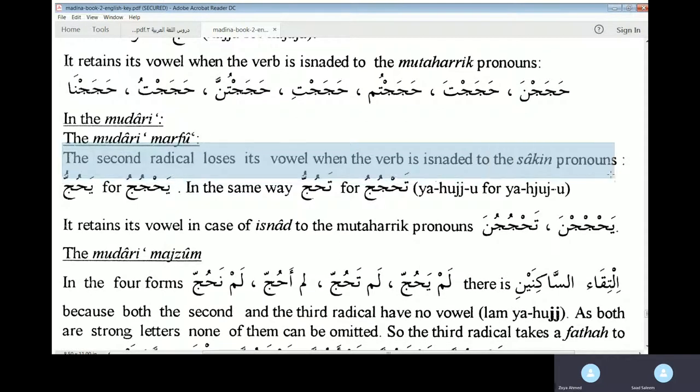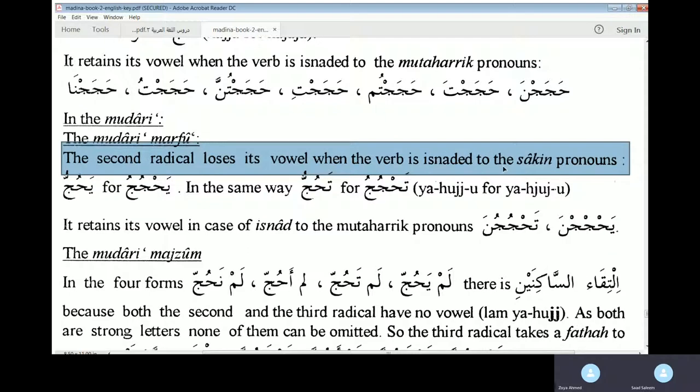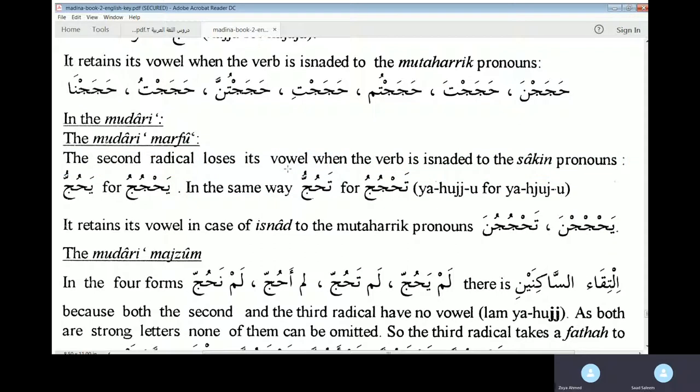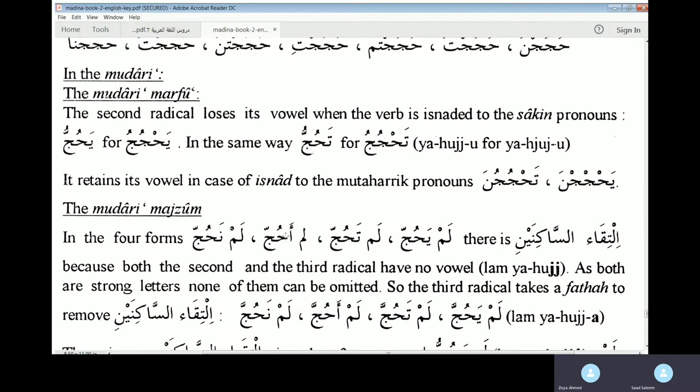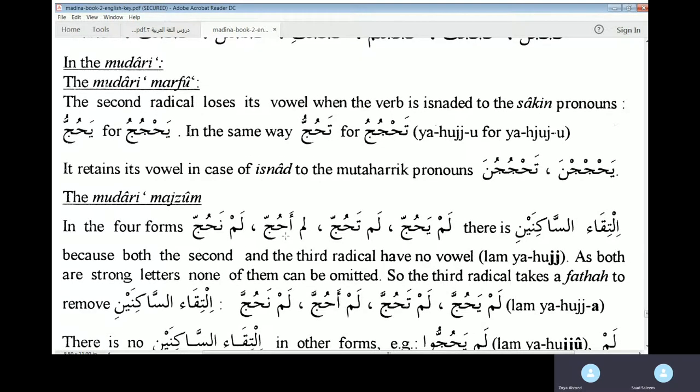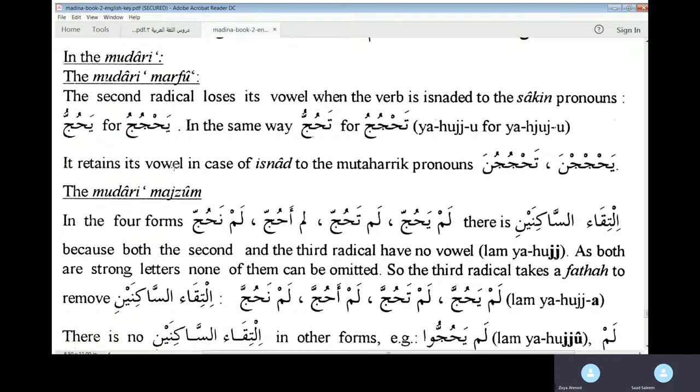The second radical loses its vowel when the verb is isnadit to the sakin pronouns. Yahujju, for yahjuju. In the same way, tahujju for tahjuju. It retains its vowel in case of isnad to the mutaharik pronouns: yahjujna, tahjujuna.